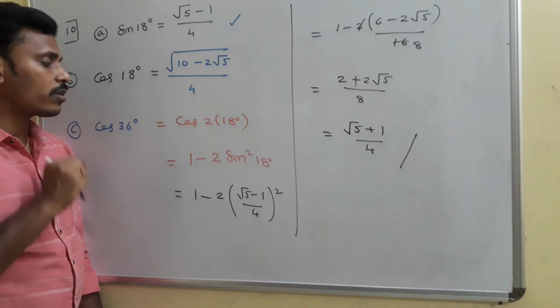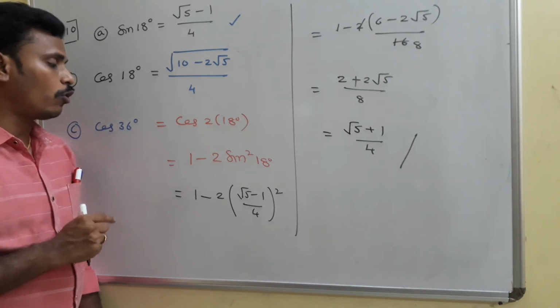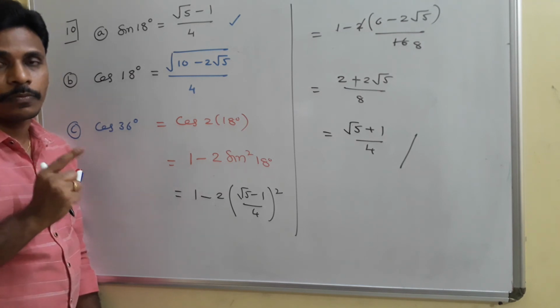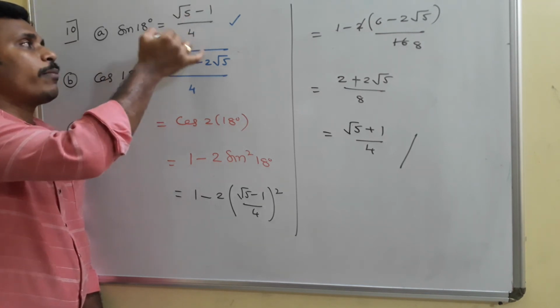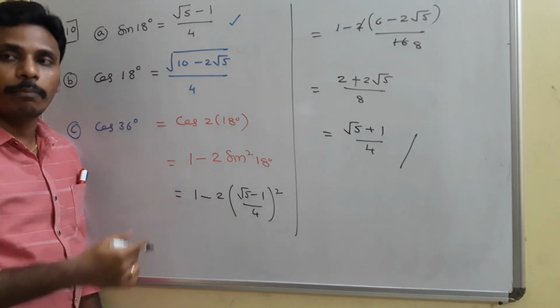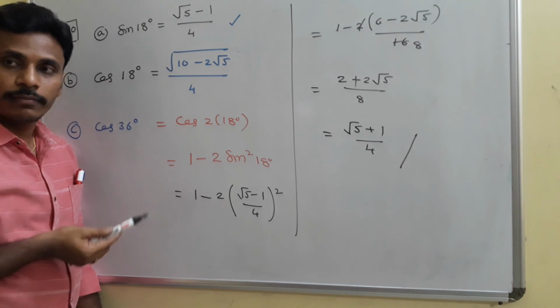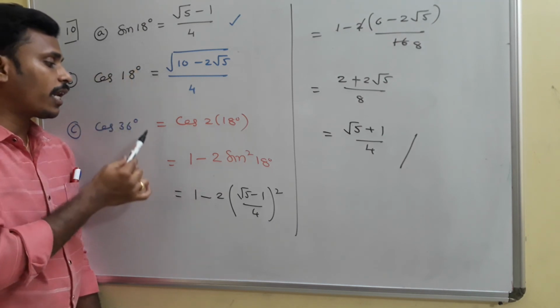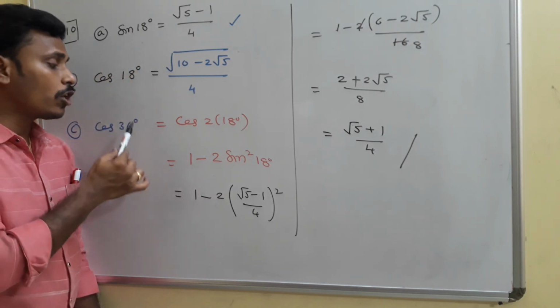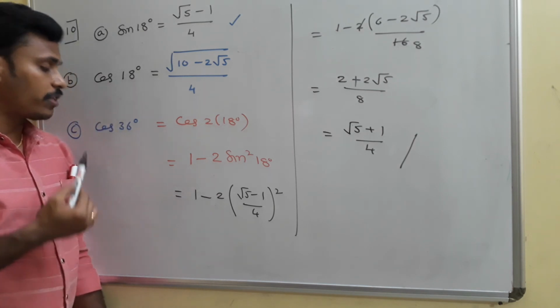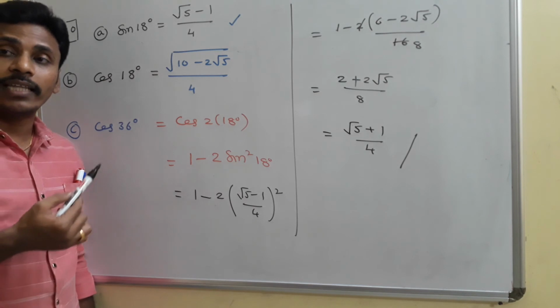Okay? Since I have cos 36 as root 5 plus 1 by 4, the next bit, D, you need to find sin 36. Okay? Sin 18 is root 5 minus 1 by 4 with the complete explanation. Using sin 18, we derived cos 18. Using sin 18, we derived cos 36 also. Using cos 36, we can derive sin 36 also. So the next step is D, how to find the value of sin 36.